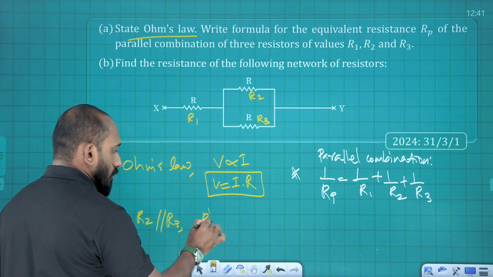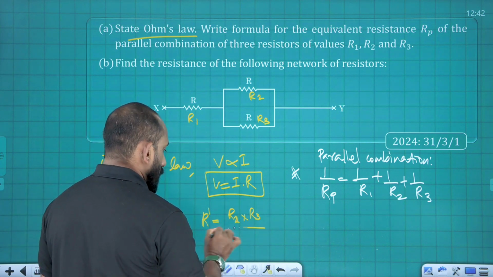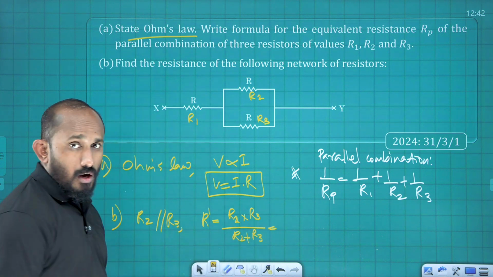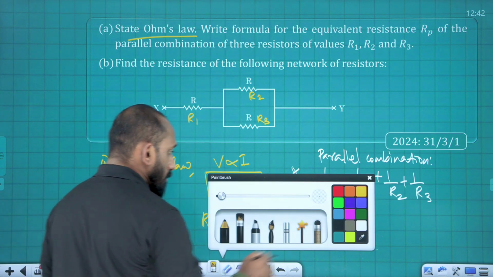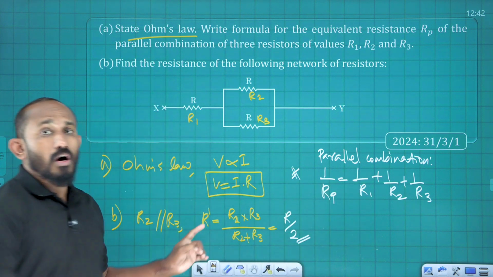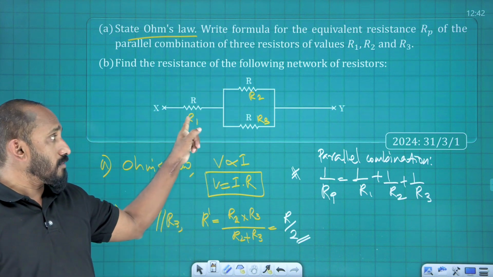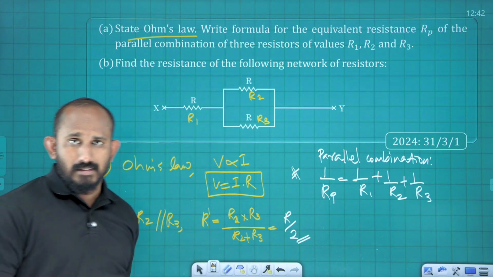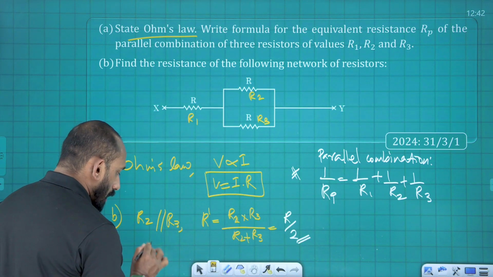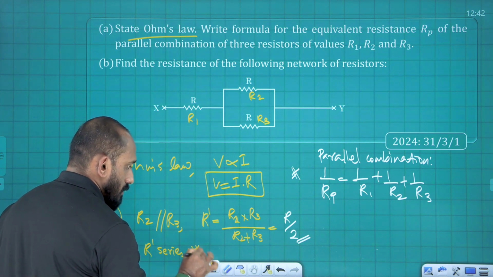So their effective R dash is equal to R2 into R3 by R2 plus R3. That will be equal to R2 and R3, all how much? R only. So that will be R by 2. So R dash is R by 2 of these two. Now R1 is there. R1 and these two are in series. So we have R dash in series with R1.